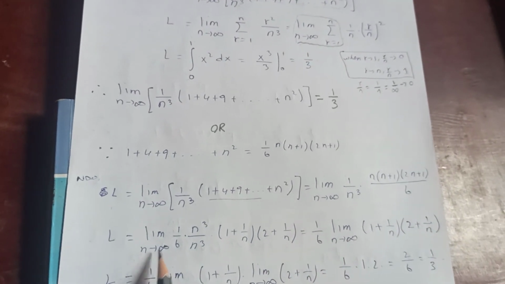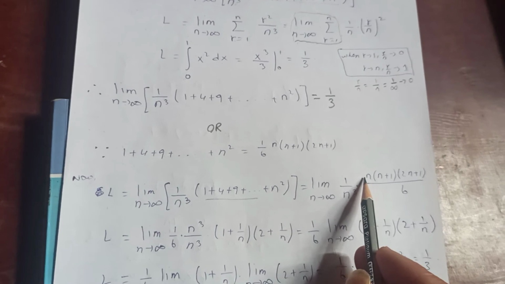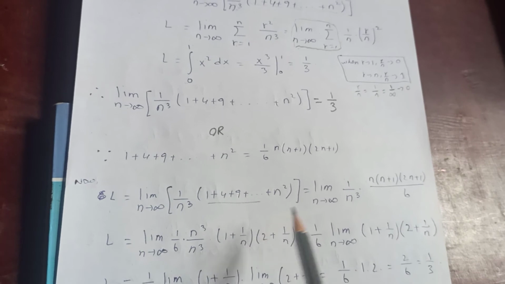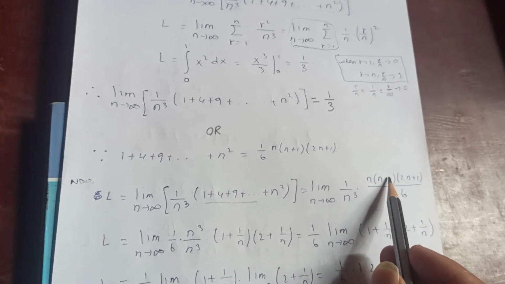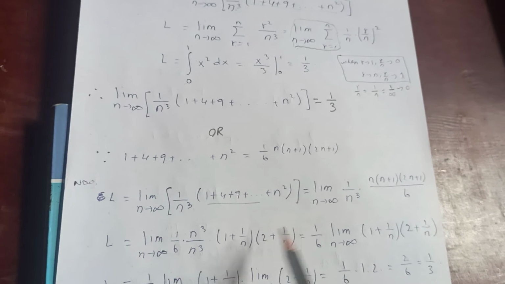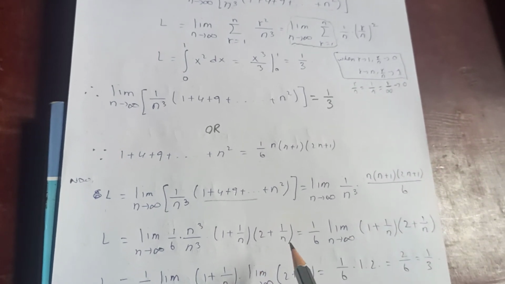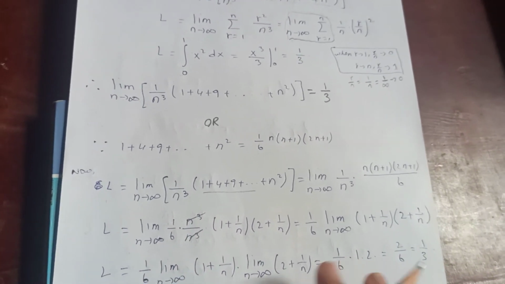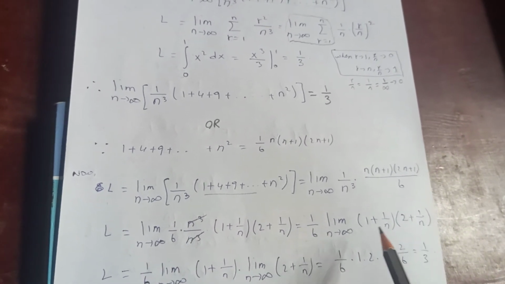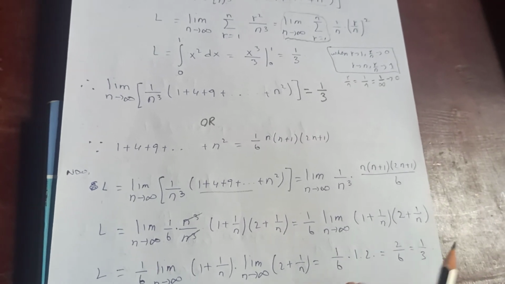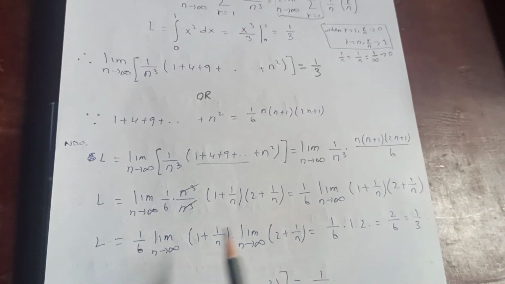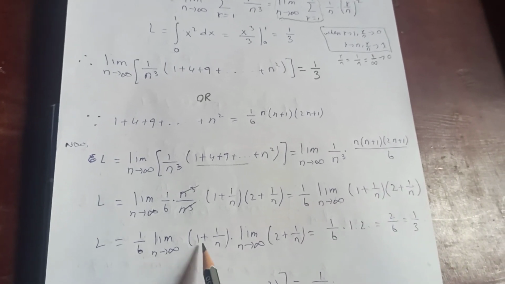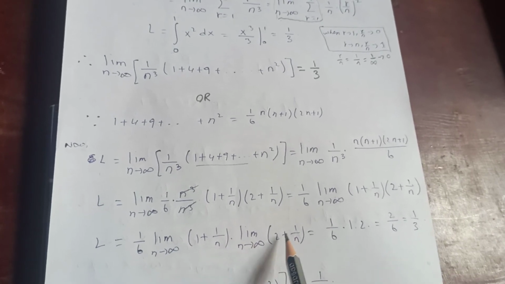So the limit as n tends to infinity of 1 over 6. Here if you take n common, you get n cubed by n cubed, and since we take n common in each factor, it will be 1 plus 1 over n, and here also 2 plus 1 over n, so these n cubed terms get cancelled. Now 1 by 6 is a constant, so it comes out: 1 by 6 times the limit as n tends to infinity of (1 plus 1 over n) times (2 plus 1 over n). Now distribute the limit over both of them: the limit as n tends to infinity of 1 plus 1 over n, and the limit as n tends to infinity of 2 plus 1 over n.